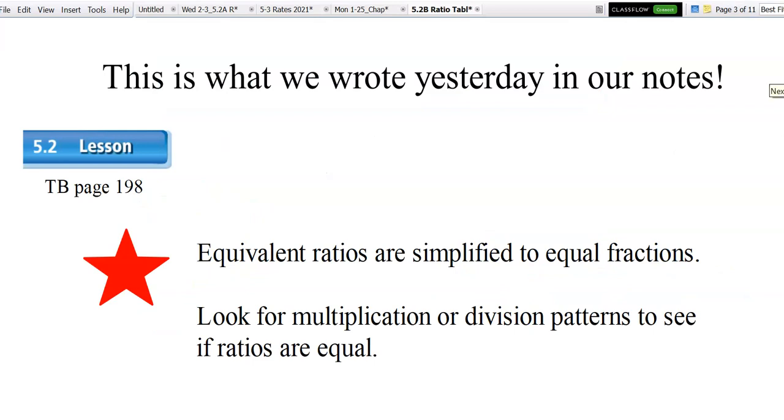All right, so we wrote this yesterday. Equivalent ratios are simplified to equal fractions. So here's what I mean. If I have 2/4 and I have 1/2, I know those are equivalent ratios because 2/4 simplifies to 1/2. And we're looking for multiplication or division patterns to figure out if the ratios are equal.